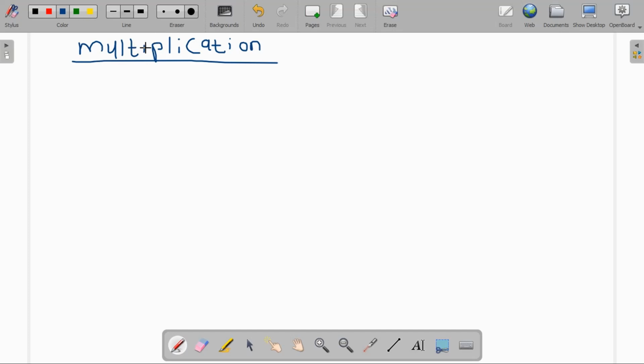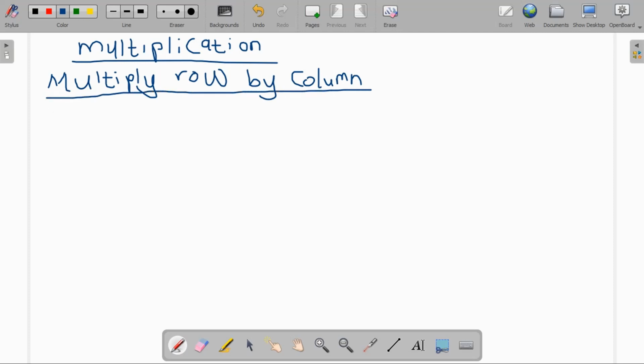So we are talking about multiplication in this video. So how do we multiply? We multiply row by column. So that's what we multiply, we multiply row by column. So that's how we multiply.